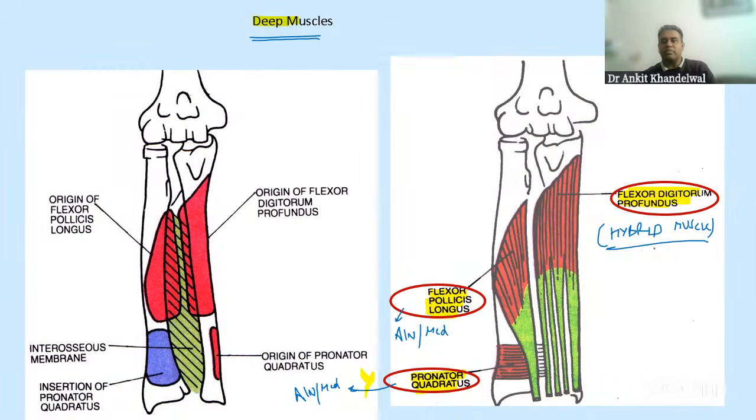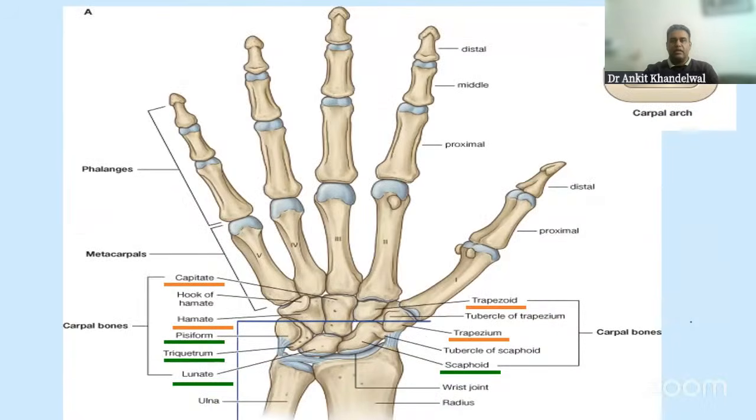The two nerve supplies: the lateral part of the muscle is supplied by the anterior interosseous nerve, while the medial part, or medial half of the muscle, is supplied by the ulnar nerve. So we have two nerves over here. Remember, that is a hybrid muscle. Okay, let us see some images over here.